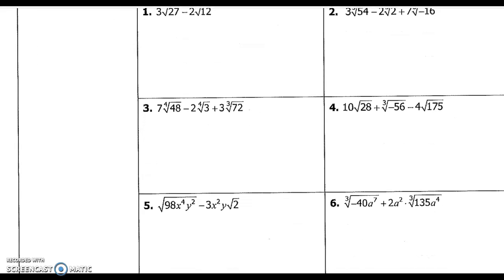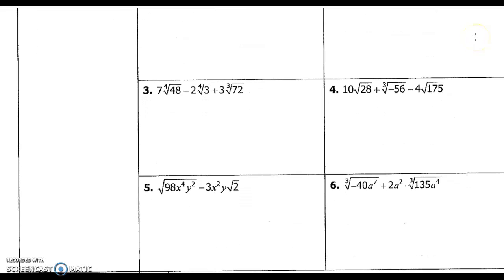All right, so on this next one, we've got 10 radical 28. So 28 I know can go 4 and 7. I know the square root of 4 is 2. 7 is stuck. So 10 times 2 would be 20, square root of 7. Then the cube root of a negative is a negative. 56, I can go 7 and 8. I know the cube root of 8 is 2. 7 is stuck. So I've got minus 2, cube root of 7.